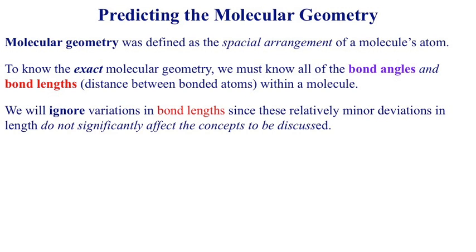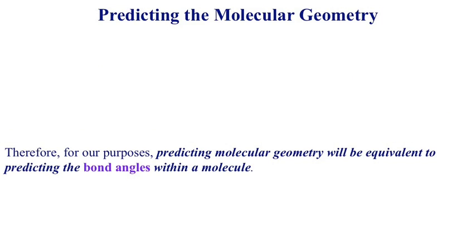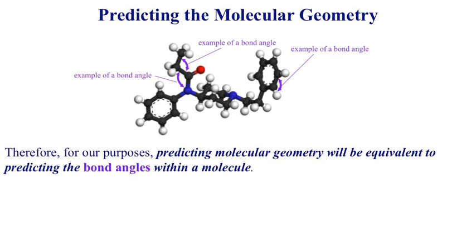In this course, we'll ignore variations in bond lengths within molecules since these relatively minor deviations in length don't significantly affect the concepts that we'll be discussing. Therefore, for our purposes, predicting molecular geometry will be equivalent to predicting the bond angles within a molecule.